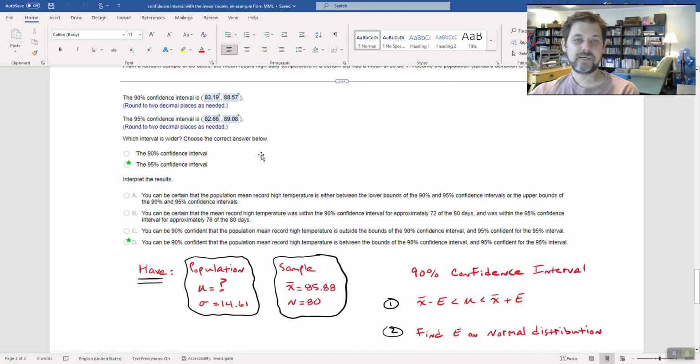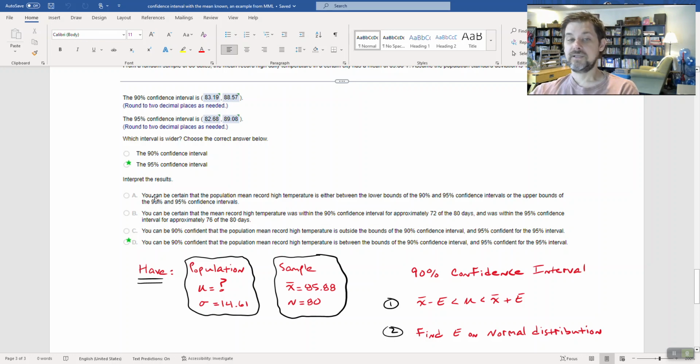Which interval is wider? Well, which one do you think would be wider? Something that you have 90% confidence in or 95% confidence. I hope your instinct is that the more certain you are about where the population mean is, the wider the span of numbers is. So the 95% confidence interval is wider.